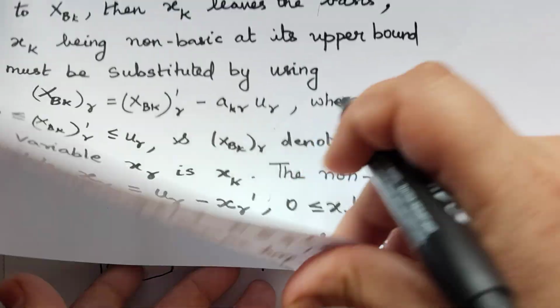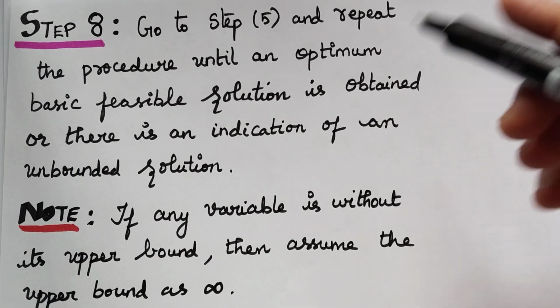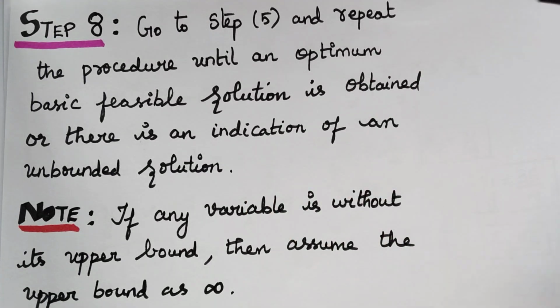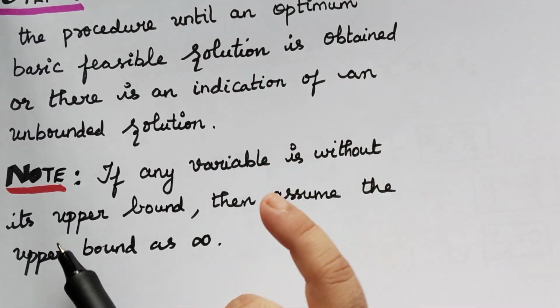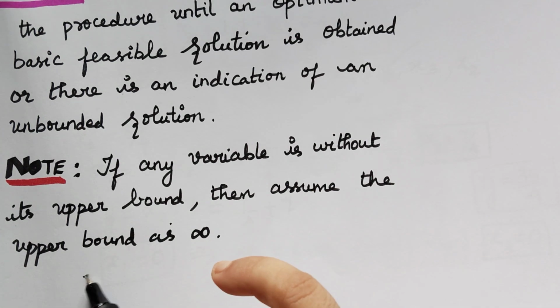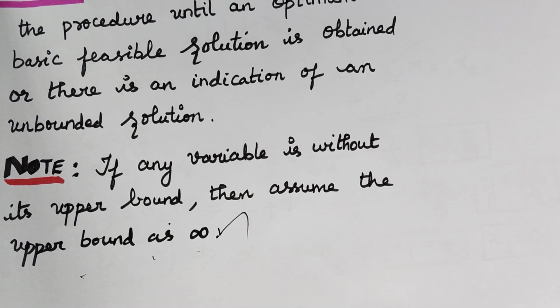So this was the method. As a conclusion, go to step 5 and repeat the procedure until an optimum basic feasible solution is obtained, or there is an indication of an unbounded solution. And if any variable is without its upper bound, then assume that the bound is infinity. This is one of the notes you have to make for this problem.